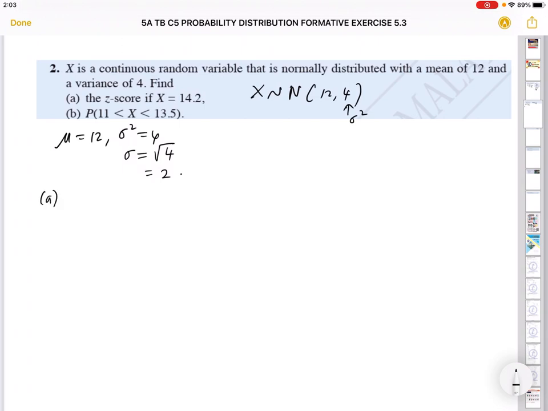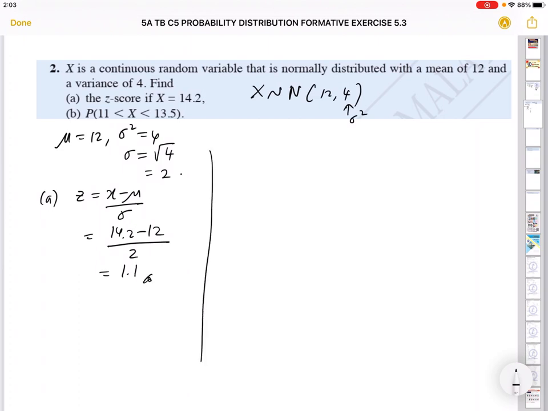First part A. Find the z-score if x is 14.2. Remember, the relationship between x and z is given by x minus mu over sigma, which gives us our z value. So we take 14.2 minus your mu 12, divided by standard deviation 2. Here you get 2.2 divided by 2, which is 1.1. Okay, so that is part A.